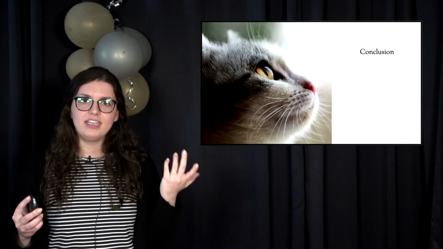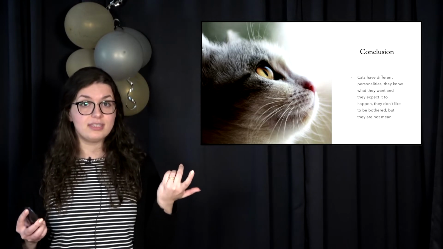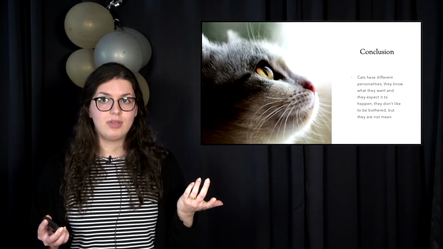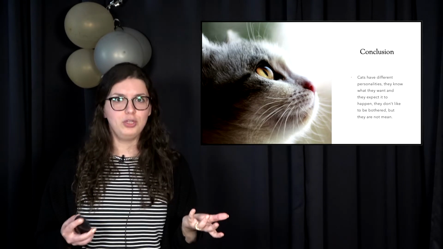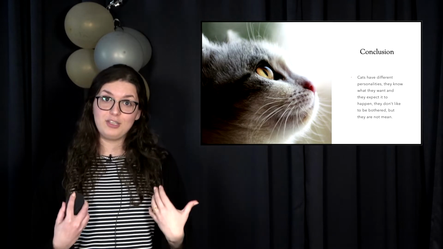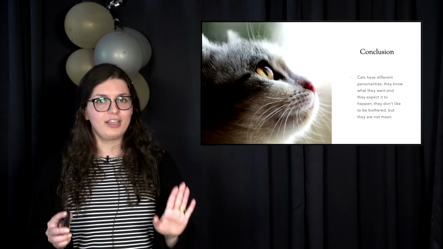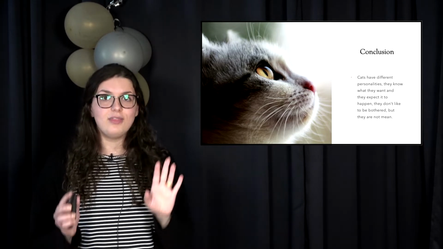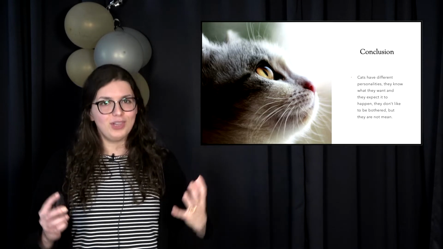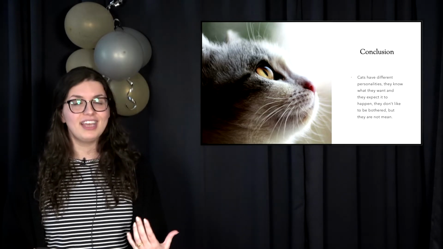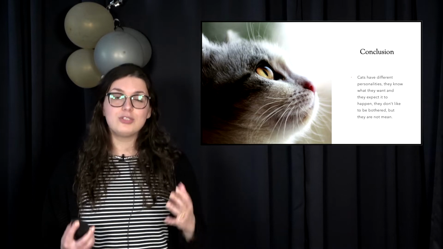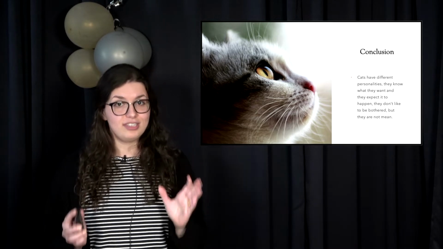So let's say in our study, we found out that cats have different personalities. They know what they want, and they know when they want it, and they expect it to happen. They also don't like to be bothered. We cannot say that they are mean, but they like to be in a specific environment, and they behave accordingly. So this is our conclusion in our study.